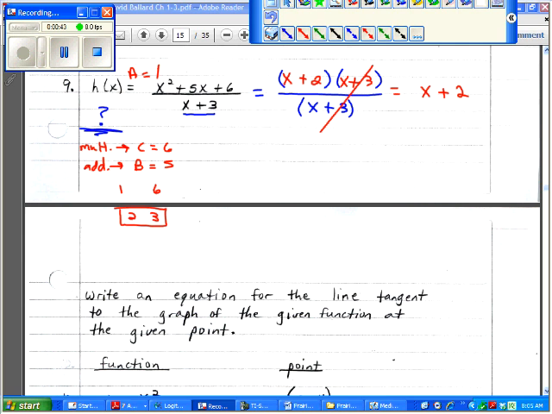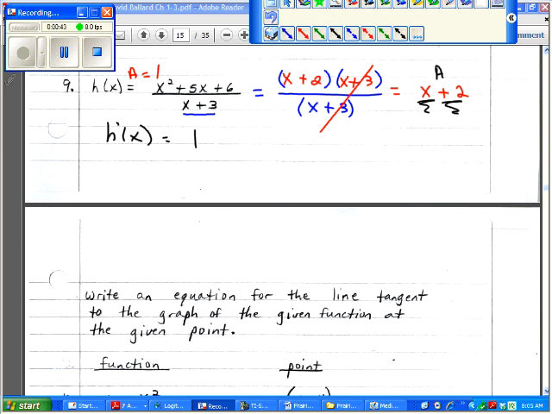So we rewrote the h function. So now the derivative h prime is simply the derivative of this sum. The derivative of x is 1, and the derivative of that constant 2 is 0, so it goes out. So the derivative is simply 1.